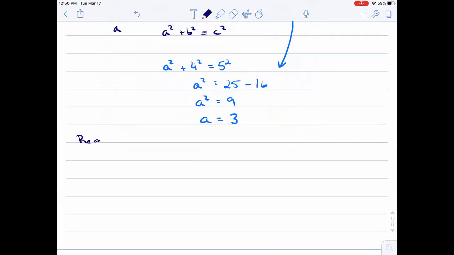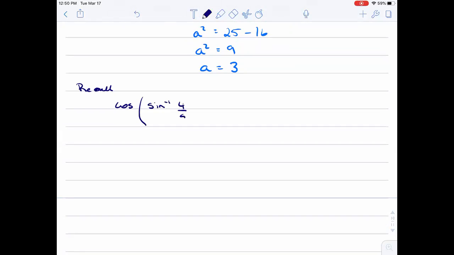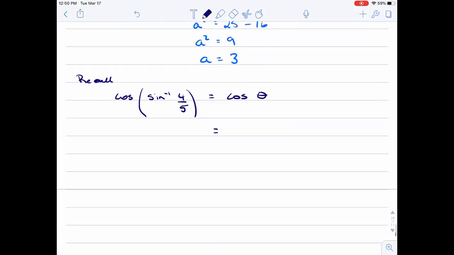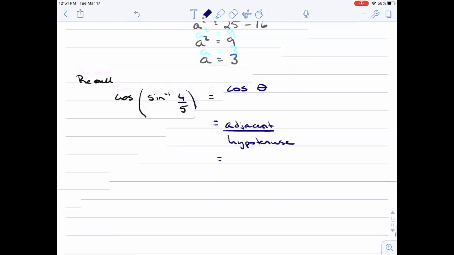So then recall that we have the cosine of sine inverse 4/5, which is the same thing as the cosine of theta. And the cosine of theta is adjacent over hypotenuse. And that's actually on your formula sheet as well, right? They don't call it SOHCAHTOA, but they're all on there. Sine is opposite over hypotenuse. Cos is adjacent over hypotenuse, which means you've got your adjacent side, which is 3, over the hypotenuse, which is 5.